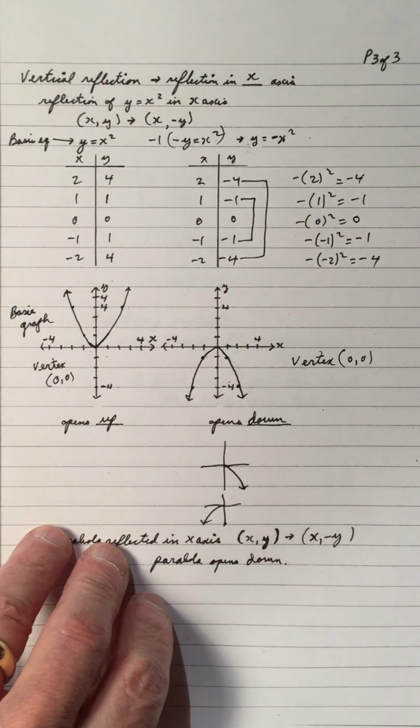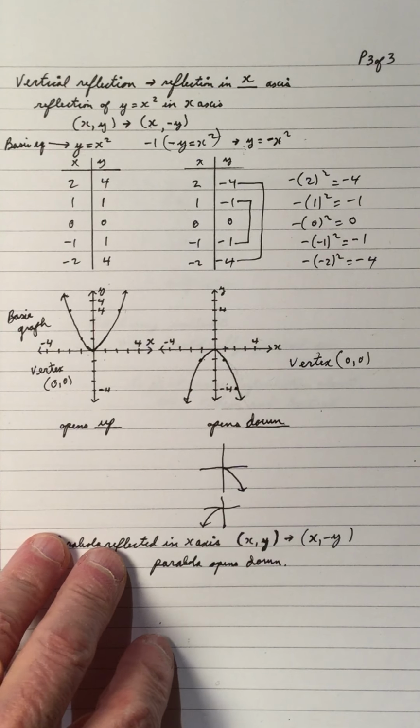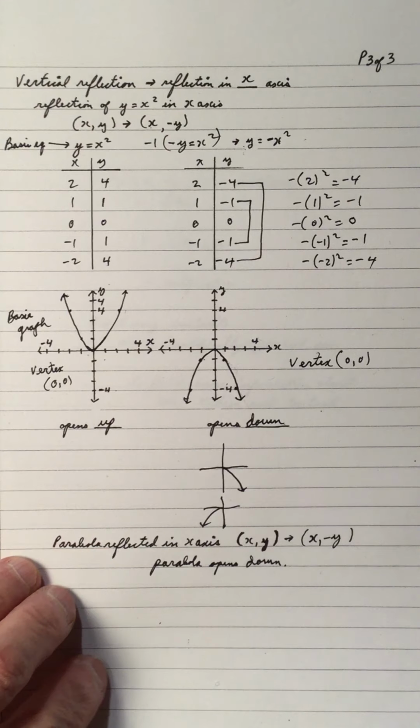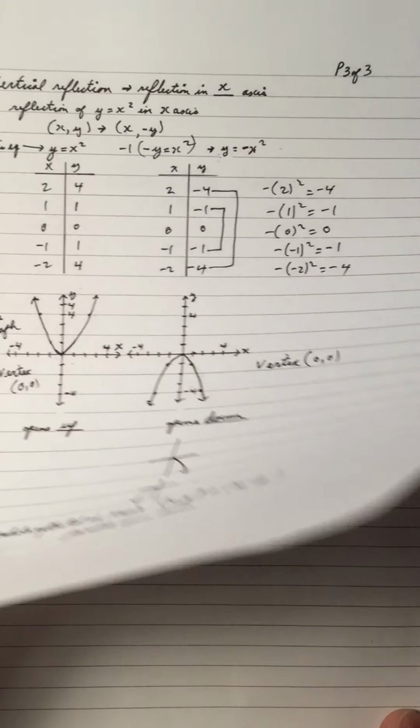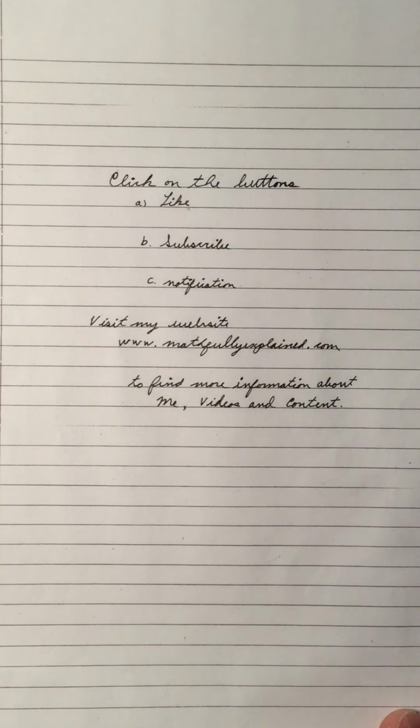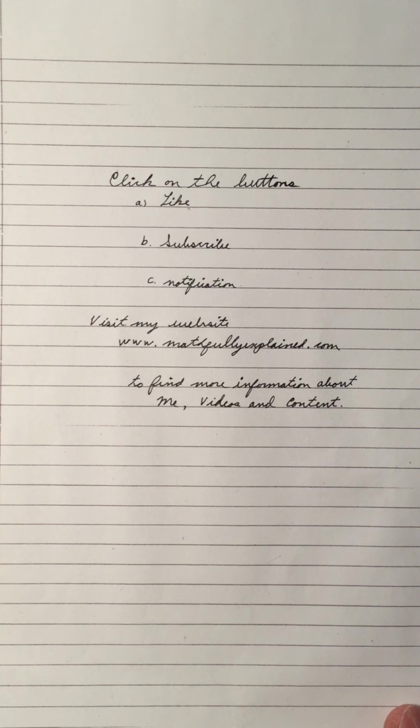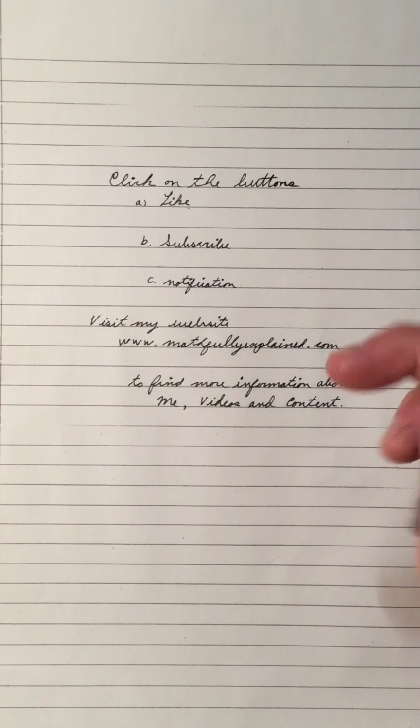So that's reflecting. Just to recall, if you reflect the parabola in the y-axis, there's no change. When you reflect the parabola in the x-axis, the y-coordinate is changing from a positive to a negative. That's the y value in front of the x squared.